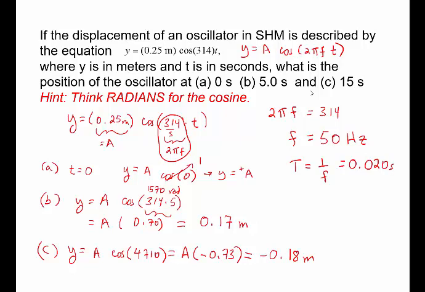So at 5 seconds and 15 seconds, we've gone through many cycles. That's how these numbers in here are so large, right? And again, that's why we're talking about things in terms of radians as opposed to degrees when we do these calculations for cosine.